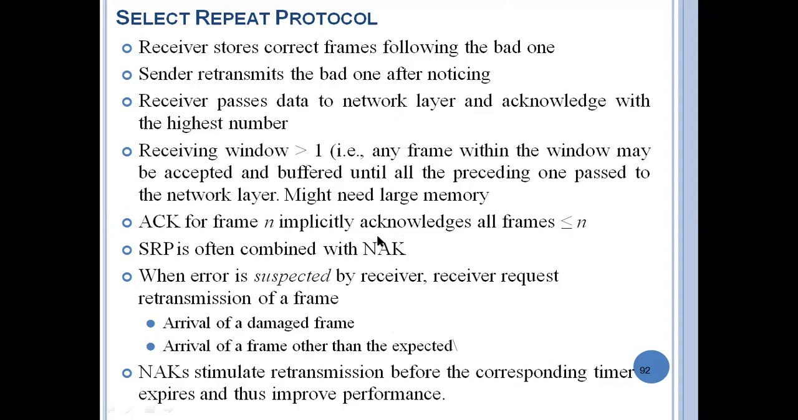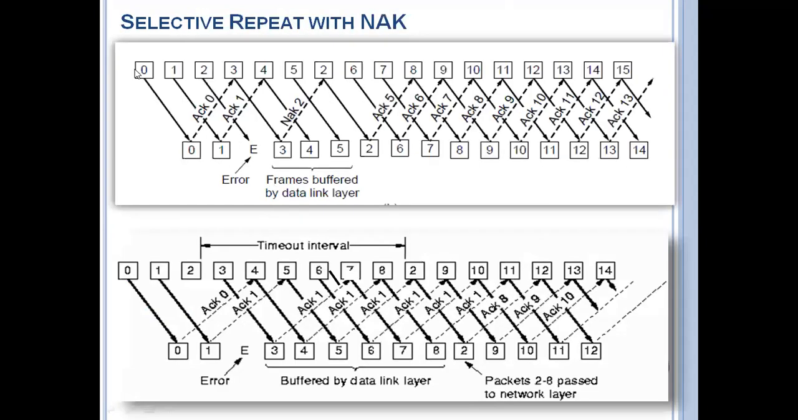A receiver sends a NAK acknowledgement to the sender. So whatever NAK is received by the sender from the receiver, only those frames are retransmitted. If you observe this diagram: 0, acknowledgement, 1, acknowledgement. Now 2 is the error, then 3 NAK 2, 4, 5, 2.